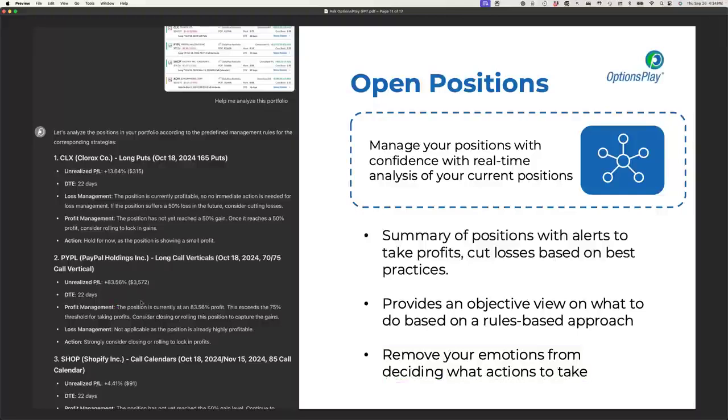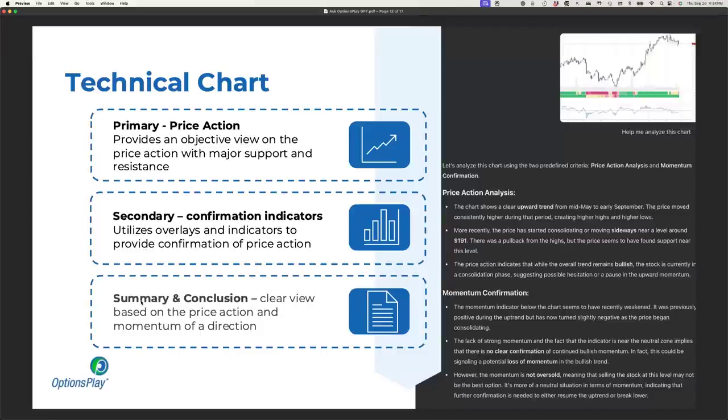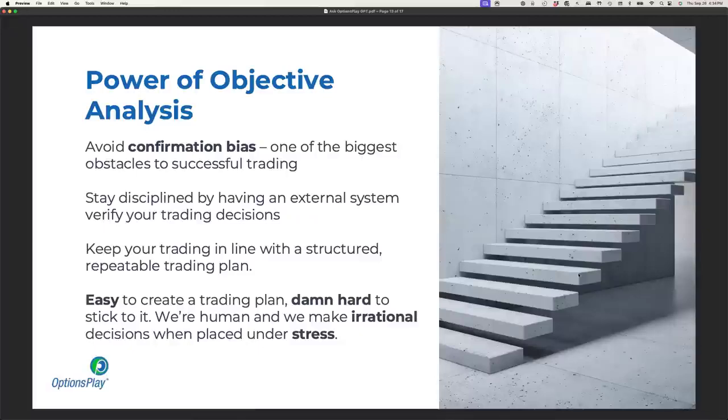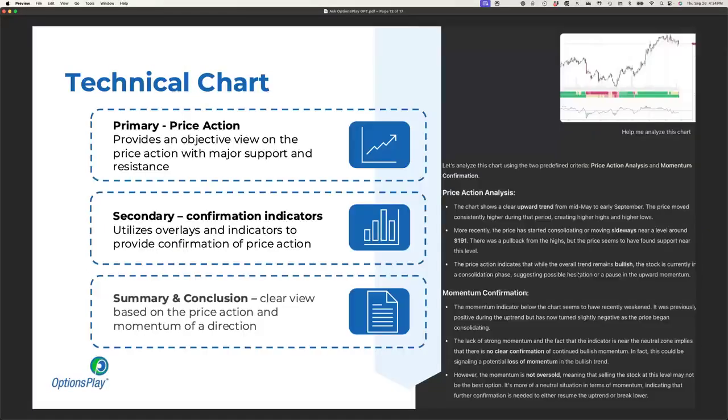Okay. And lastly, technical analysis. Like I said, this is really where I see traders deviate from their overall trading plan or their trading strategy.